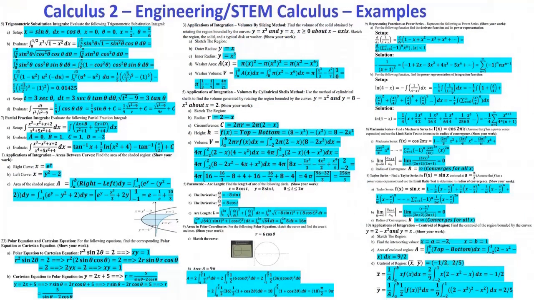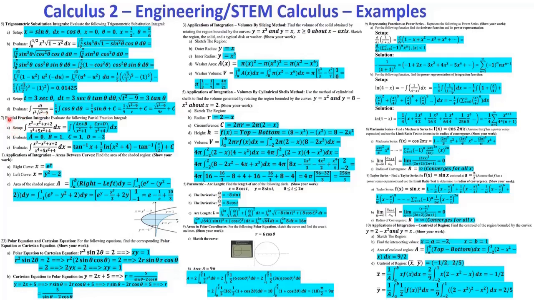Okay. Here I have examples of calculus 2. The first example we have already seen. This is when the setup is x equals sine theta, dx is cosine theta d theta. When you integrate this, we have seen this example. And I have another example, which we have also seen, where x is 3 sec theta, dx is 3 sec theta tan theta d theta, and you integrate this.